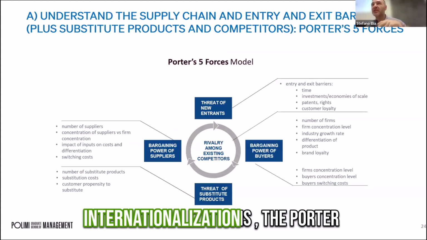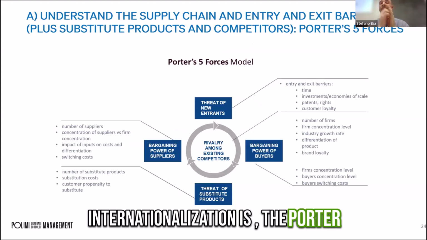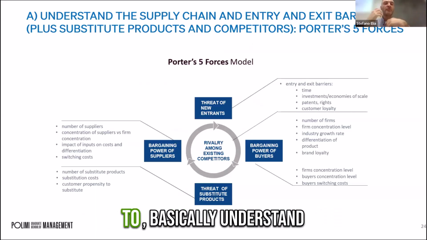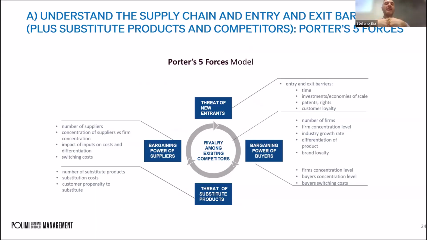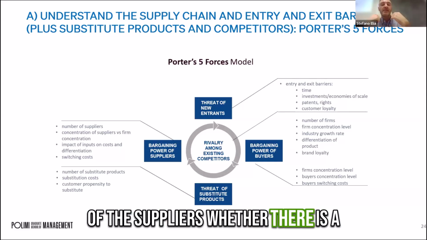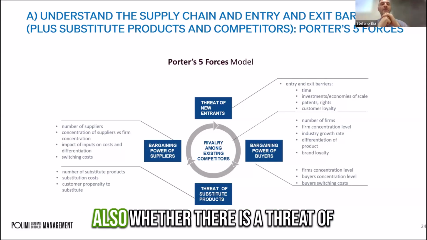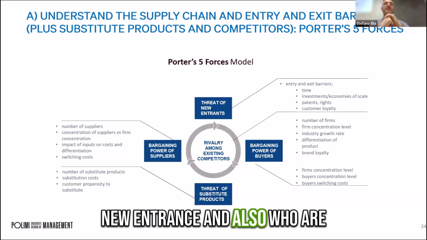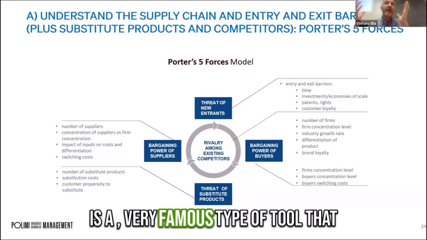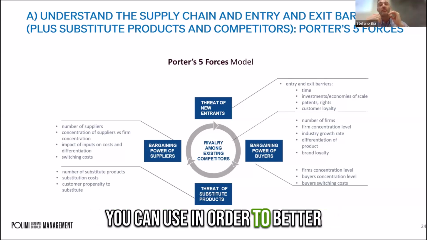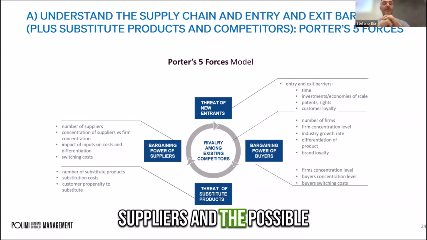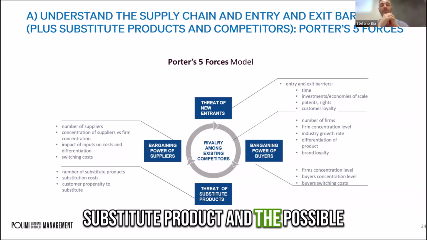And finally, the last tool that you can use in this first stage, remember that we are still discussing the first step of internationalization, is the Porter Five Forces model. This is a well-known model which allows you to understand the bargaining power of the buyers and of the suppliers, whether there is a threat of substitute products, and also whether there is a threat of new entrants, and also who your present competitors are. So this is a very famous tool that you can use to better understand the relationship with buyers and suppliers, and the possible substitute products and possible entrants.